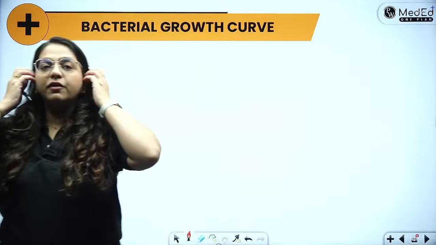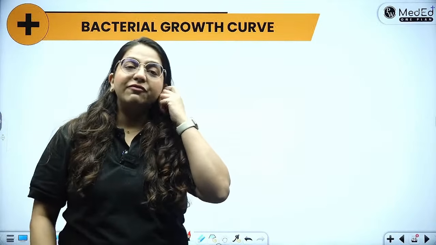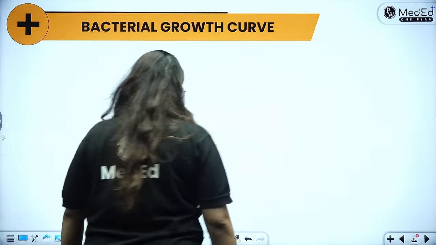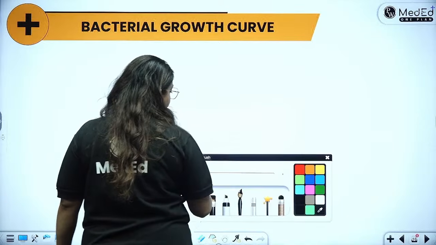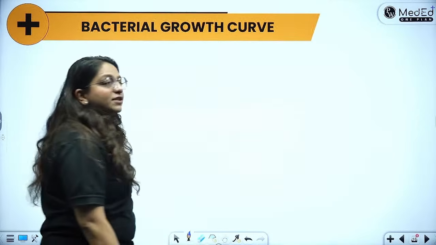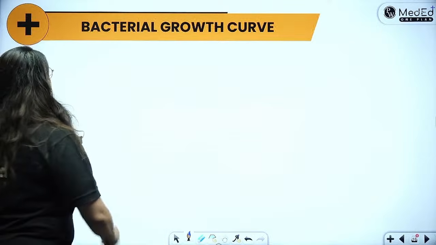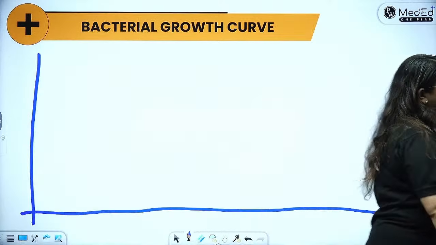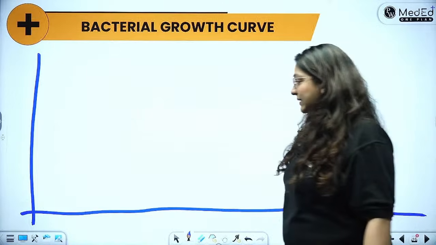Now, in the physiology of bacteria, we have one very, very important concept, which is the bacterial growth curve. Yes, so the bacterial growth curve is very easy. You might get MCQs related to it. You might get a short note related to it. Mostly what they ask is MCQs. So we always draw the bacterial growth curve like this.